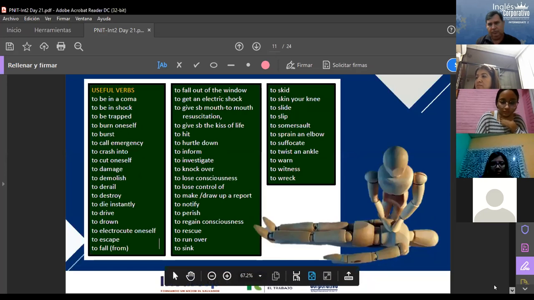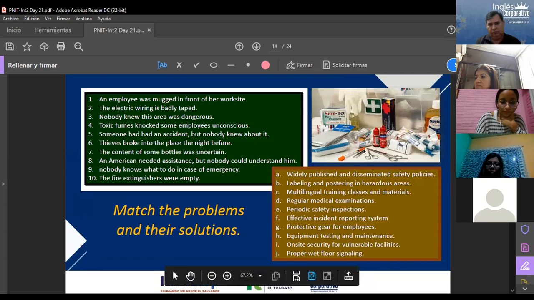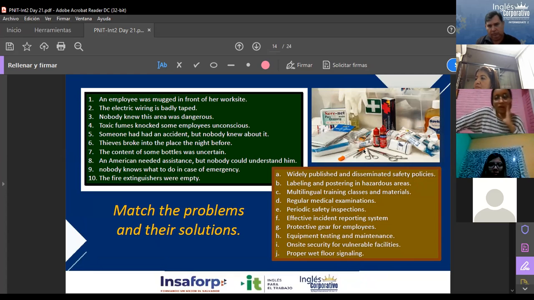If we can share the screen, maybe. Match the problems and their solutions. If you want, we can read first the numbers and then someone else can read the letters. And then we can decide which one. Well, I will start with the numbers.